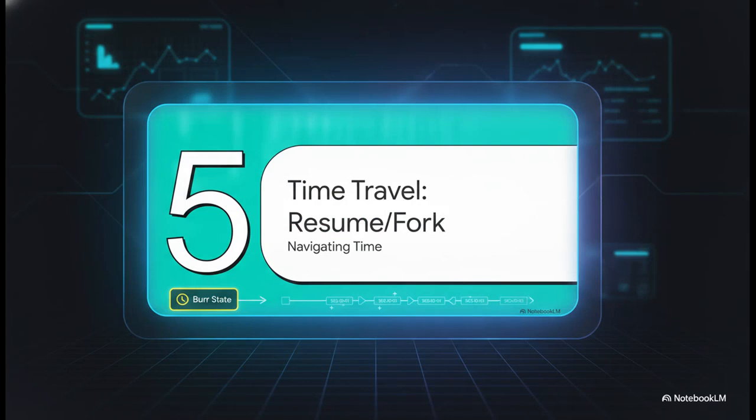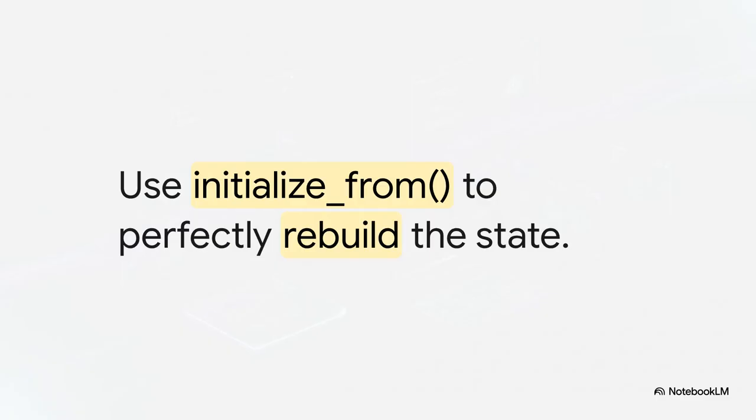Part 5. Time travel, resume, and fork. Because Burr explicitly tracks state using those sequence IDs we talked about, we can literally navigate time. The initializeFrom method is the foundation for this time travel. When a stateless server gets a new request, Burr queries the persistence layer, deserializes the historical state up to a specific point, and fully hydrates the state object.